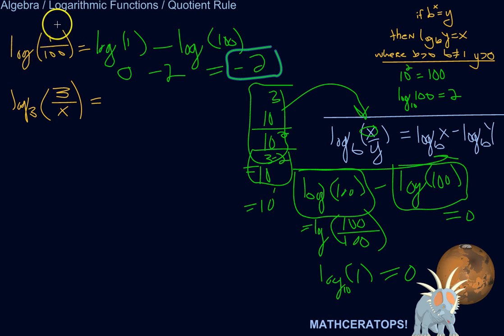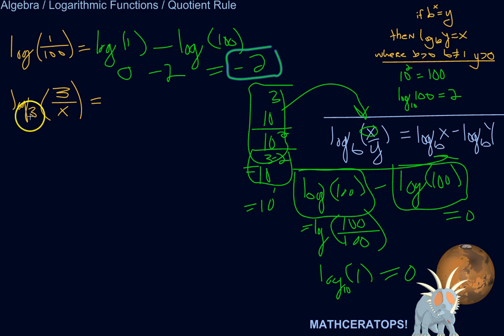So I'm going to look at this and say, oh, that looks kind of complicated. Maybe, knee-jerk reaction, grab the calculator. But you can use the quotient rule here and split this up. This is log of 1 minus log of 100. Log of 1 is 0. Log of 100 is 2. So 0 minus 2 is negative 2. Boom.